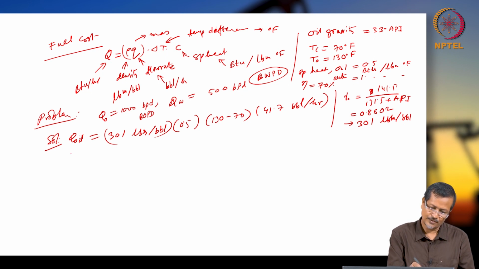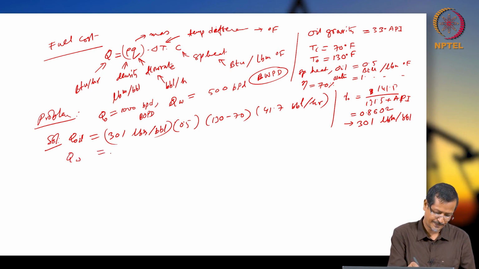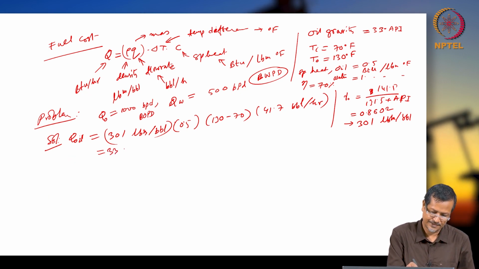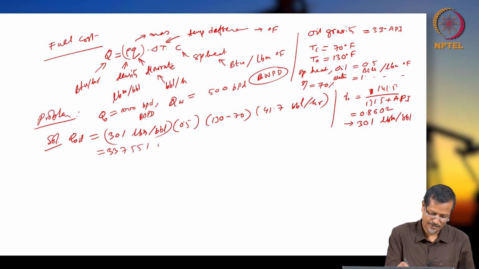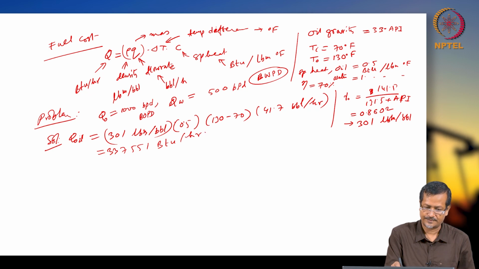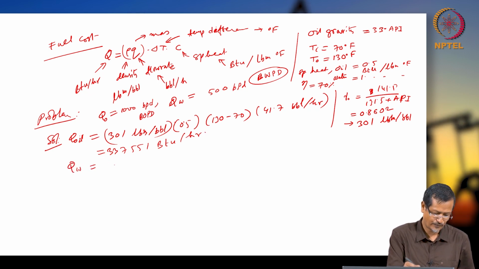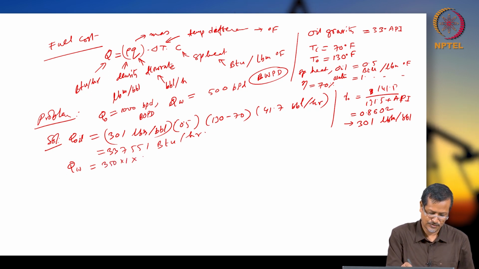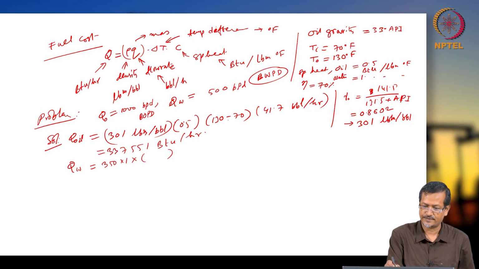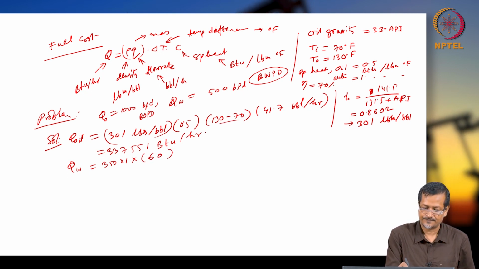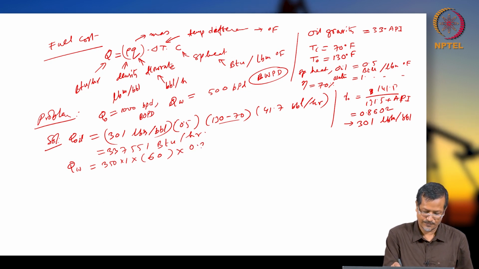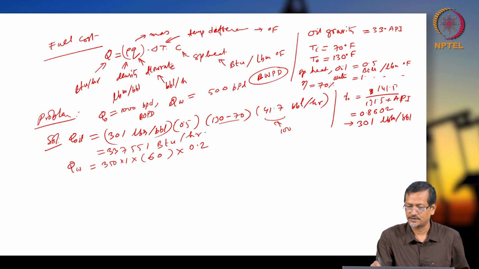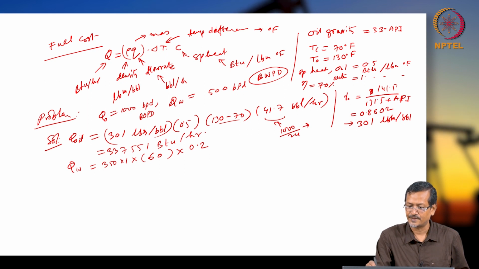So this conversion you should remember, actually very difficult conversions, but you should try to remember. Then Q oil will be giving a value of 337,551 British thermal unit per hour. Q water you calculate the same way. So instead of 301, it will be 3501, times again 130 minus 70, which is 60, times 0.2, and the last digit 41.7, it is coming from barrels per day, 1000 divided by 24.